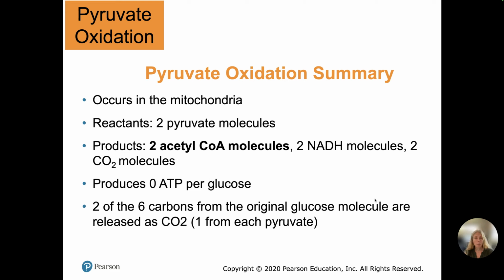Pyruvate oxidation does not produce any ATP, so it produces 0 ATP per glucose. And then 2 of the 6 carbons from the original glucose molecule are released as CO2, 1 from each pyruvate that goes through pyruvate oxidation. So that was pyruvate oxidation. It was a nice and somewhat easy one to understand. Now we're going to go to the second part of stage 2, which is the citric acid cycle or the Krebs cycle.